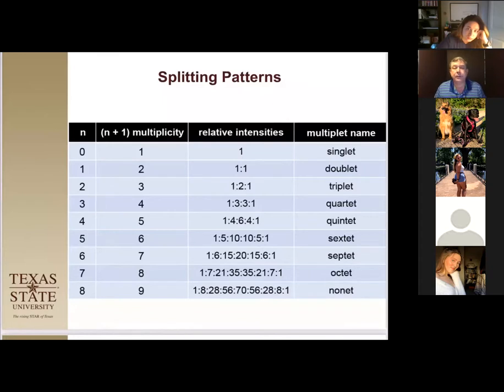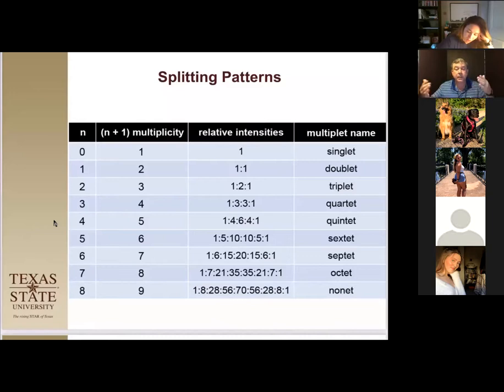I was unstable there. Okay, so now if we have 1 hydrogen within 3 bonds of the hydrogens of interest, our N is 1, and so our multiplicity is 2. And so we have 2 equal height peaks. Those have the same intensity. We call that a doublet. If we have 2 non-equivalent hydrogens within 3 bonds, and it can go in either direction, we're just saying the total number of hydrogens, that'll give us 3. And that's going to be a 1, 2, 1 pattern.